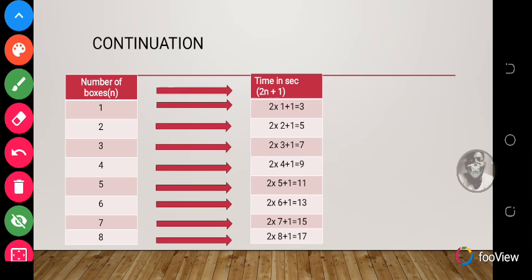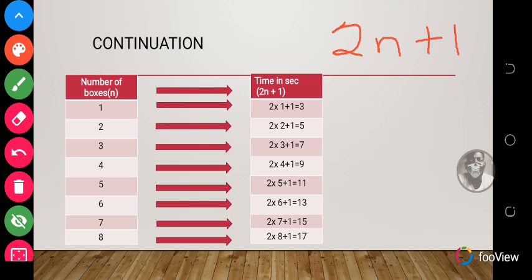When the number of boxes is 3, we are going to have 2 times 3 plus 1, and what do we have? 7. And when the number of boxes is 4, we are going to have 2 times 4 plus 1, and what do we have? 9. Why? Because the general rule says that time in seconds is 2n plus 1.